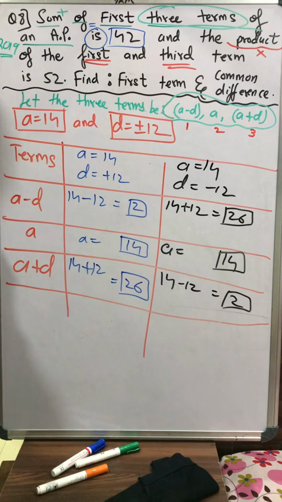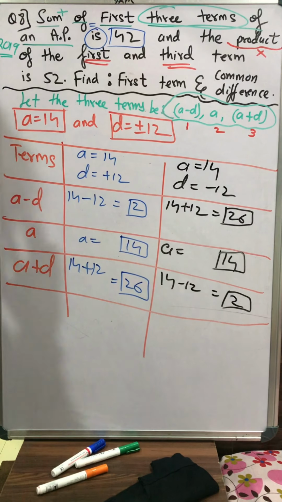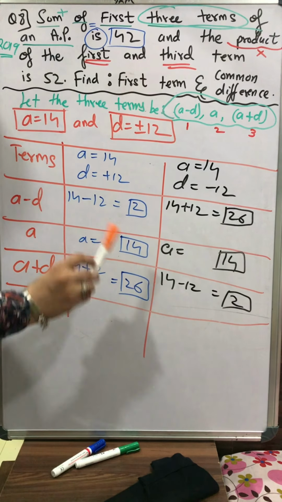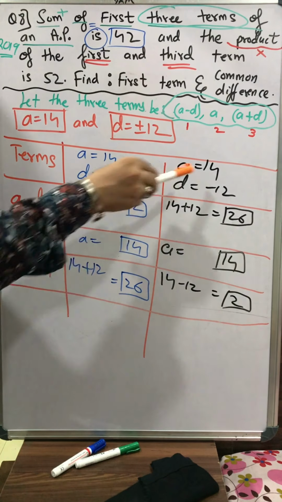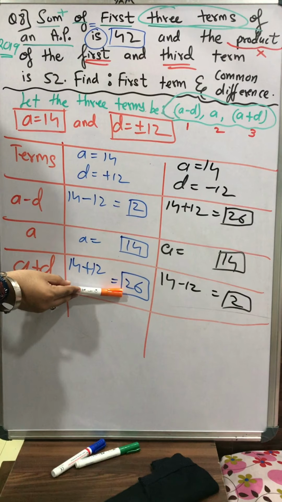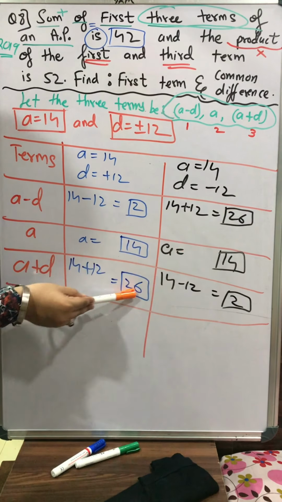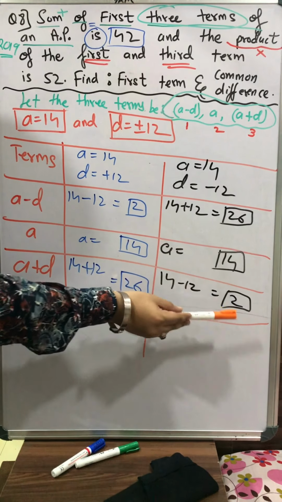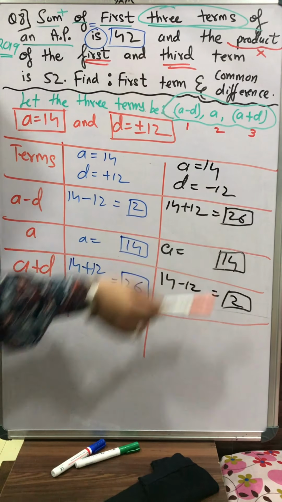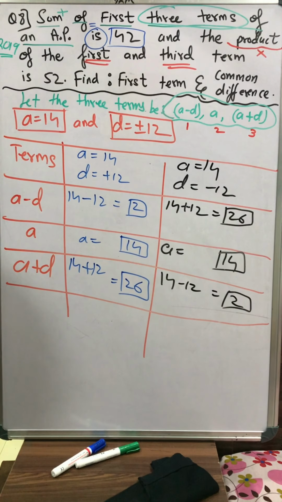Now I want to highlight one thing, students, to you all. Whenever we have two values of D, always 100% in all the cases you will get a reverse sequence. First term 2, second term 14, third term 26 in this case, and here it is reversed: first term 26, second term 14, and third term 2. 2, 14, 26. This has to be the case. Please pause the video, students, and complete it fast.